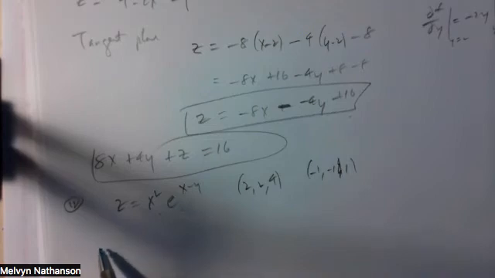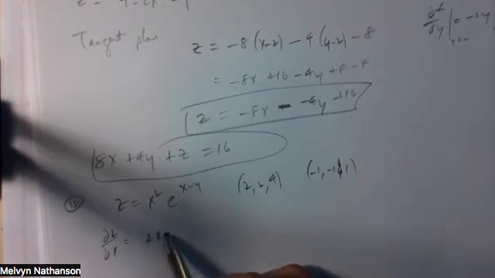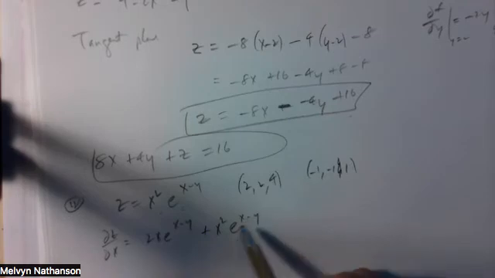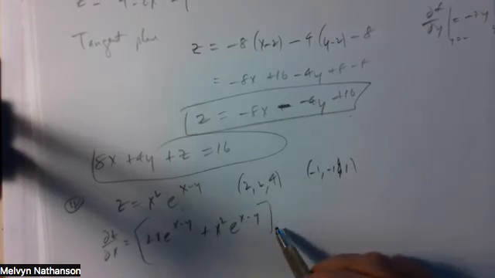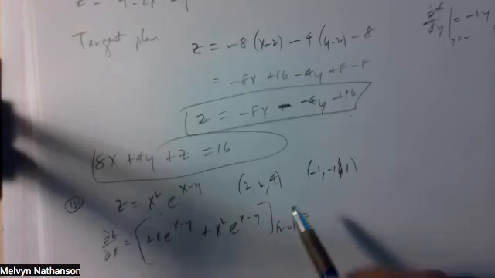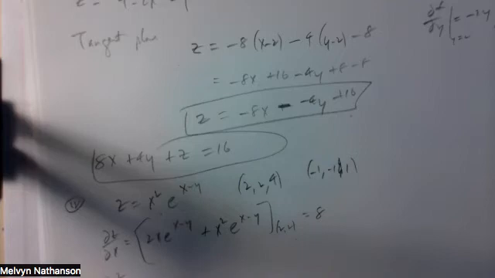Let's calculate a tangent plane. We need the partial of z with respect to x, which is 2x e to the x minus y plus x squared e to the x minus y. And if we evaluate this at the point (2, 2), 2 minus 2 is 0, e to the 0 is 1. You get 4 plus 4 is 8. And the partial of z with respect to y is x squared e to the x minus y times -1. And again, if you evaluate this at (2, 2), you get -4.